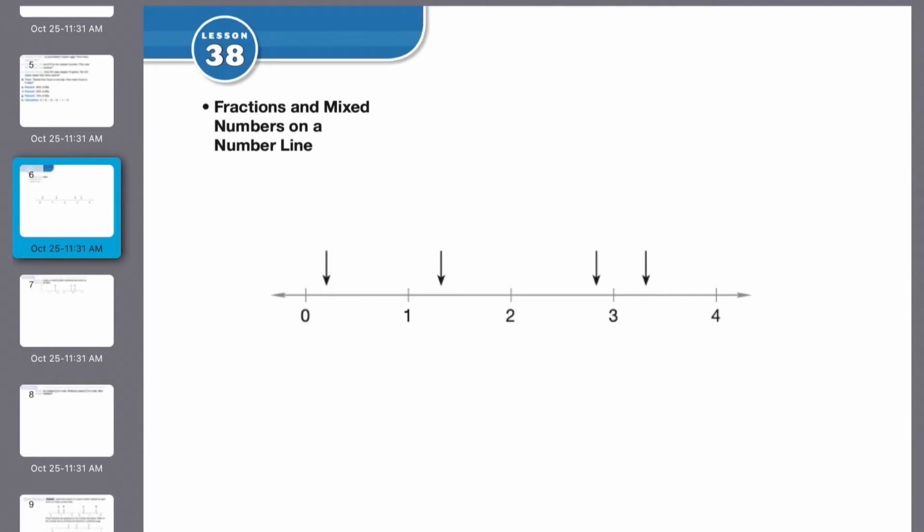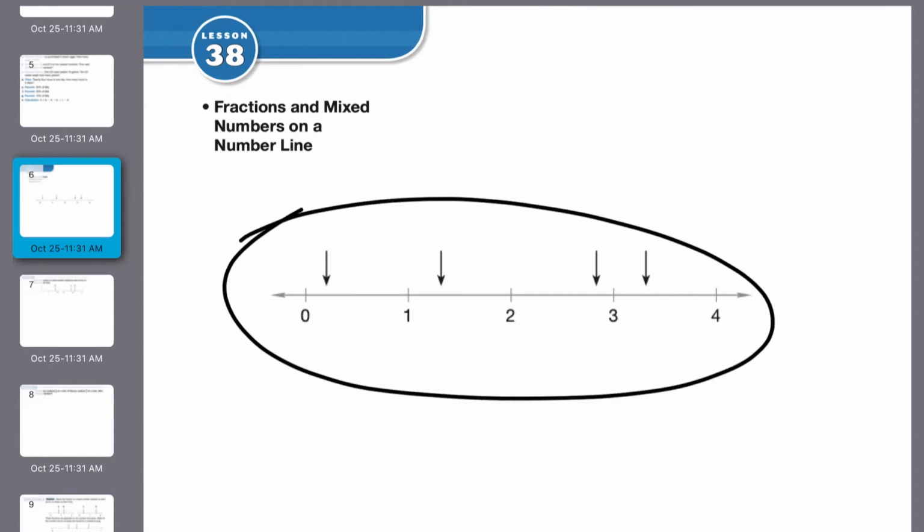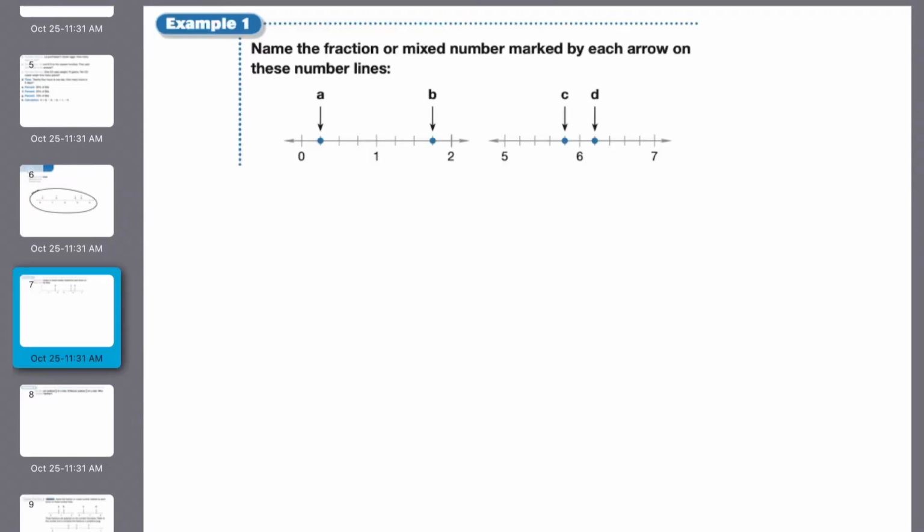All right, we have fractions and mixed numbers on a number line today. So we'll get a number line that looks something like the one we have right here. And you'll have arrows pointing to different spots, and you'll have to say what numbers, fractions, or mixed numbers those arrows are pointing to. So in the one we have here, you can't really tell because we don't have anything marked. But in one like this, you do have them marked.